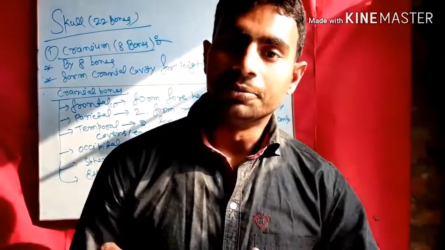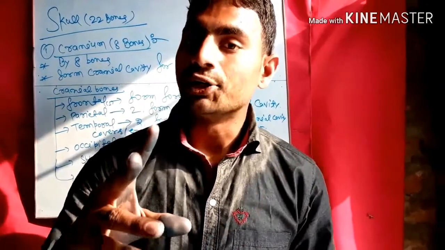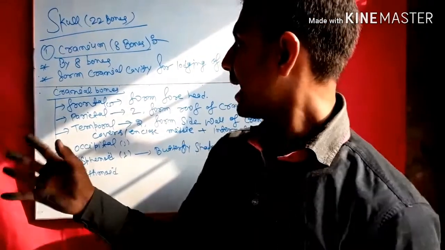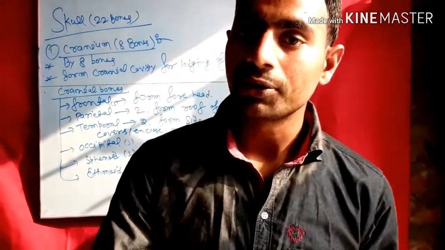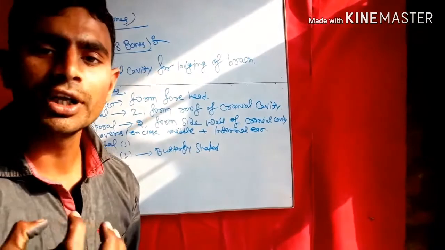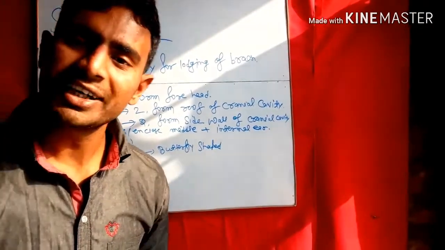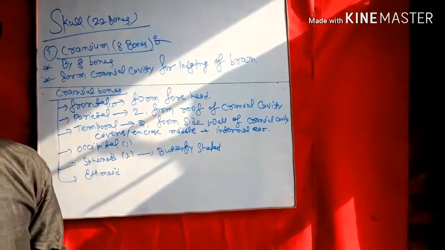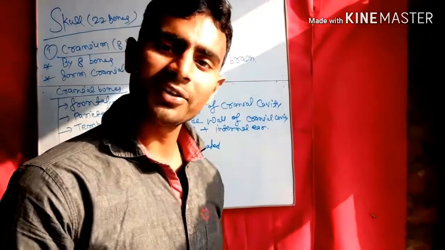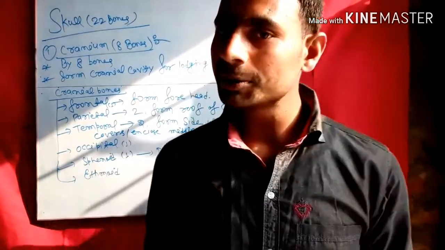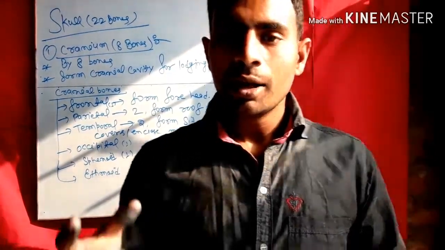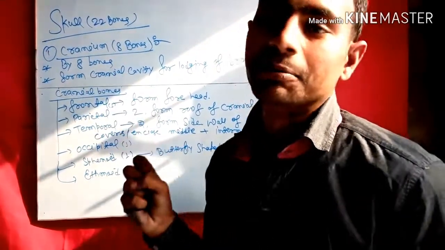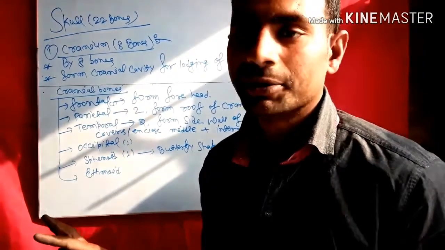Okay, next. The skull is made by 22 bones, and in the skull, the cranium is made by 8 bones, and the face is made by 14 bones. So the cranium is made by 8 bones.